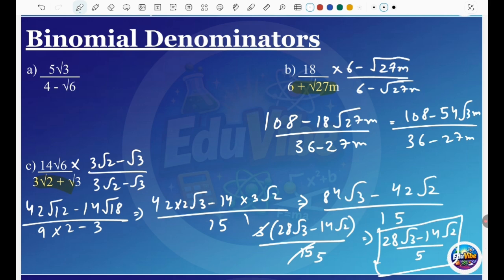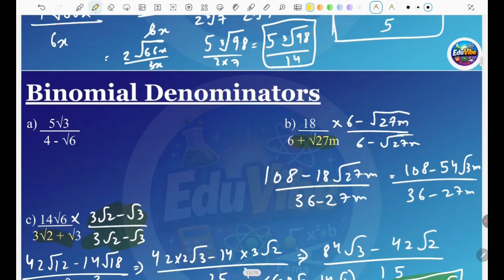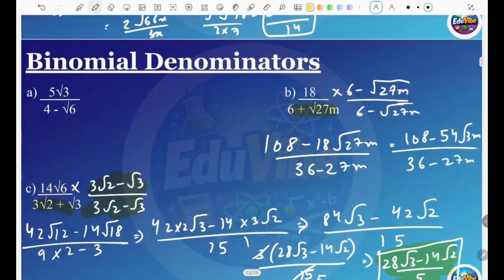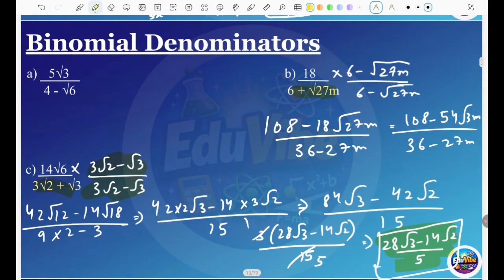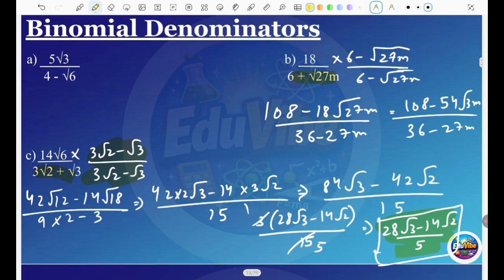With a binomial denominator, you have to use the conjugate, and all the things stay the same. You do multiplication, then division, then simplest form, and then you get the answer like this. So this is easy. These two things are very important. You have to know this. This is very important for grade 12 math, and then for university level after that.